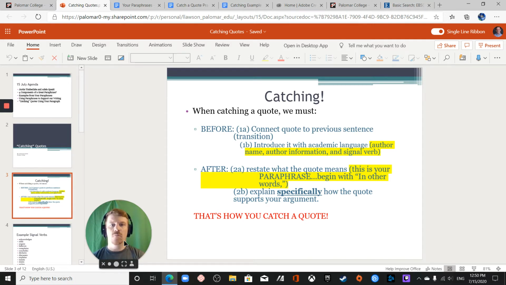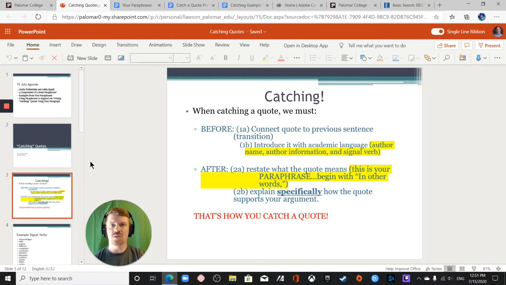and 2B. 1A is to connect the quote to a previous sentence, which is something like a transition, and 1B is to simply introduce the quote with academic language, the author's name, the author's information, and a signal verb. After the quote, you need to restate what the quote means, and that's your paraphrase. That's what we mean by using paraphrases in your academic writing. And then 2B is to explain specifically how the quote supports your idea from your writing. That's really all there is to it, but there's a lot of practice and process to do this right.